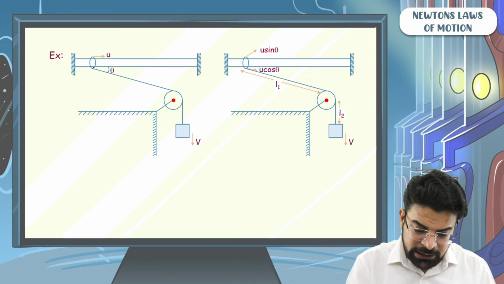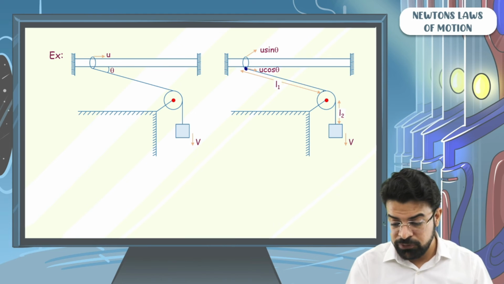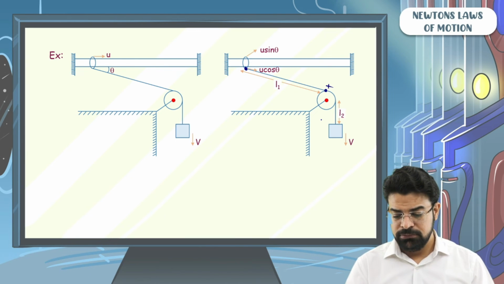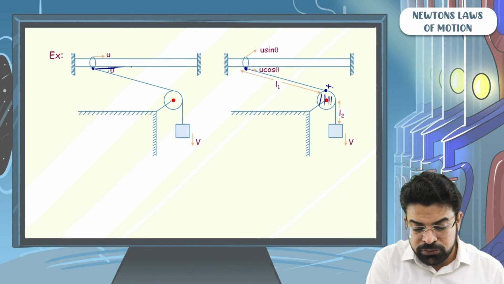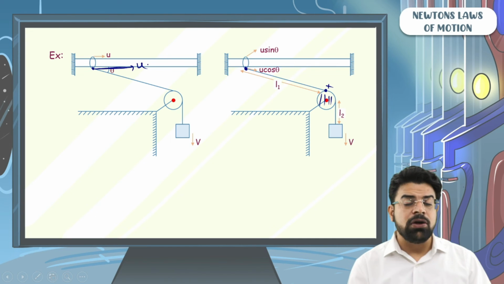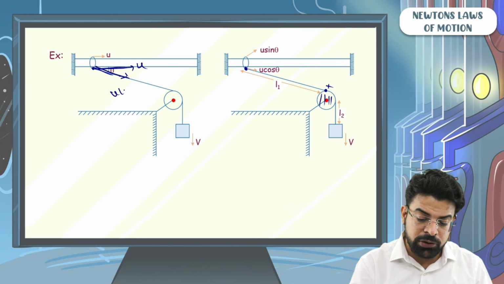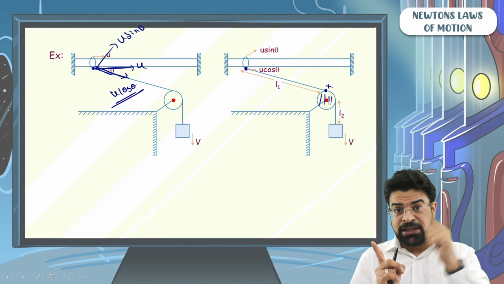You will say length 1 is from where the string touches the ring to where the string touches the pulley. Does the point on the pulley move? No. Why? Because the pulley is fixed. But this point has got horizontal velocity u. You can break down this velocity into two components. One along the string, that will be u cos theta, and one perpendicular to the string, that will be u sin theta. This u cos theta is responsible for decreasing the length L1.